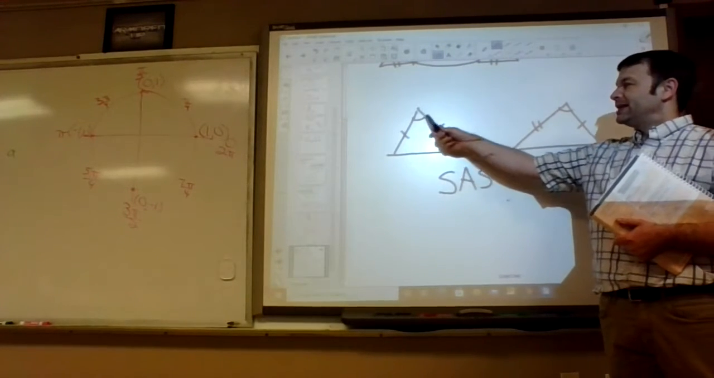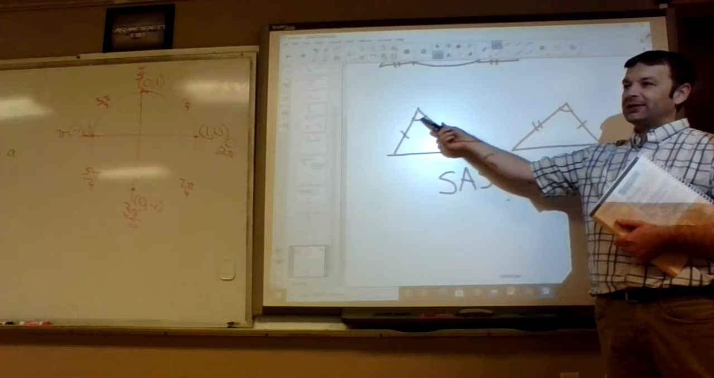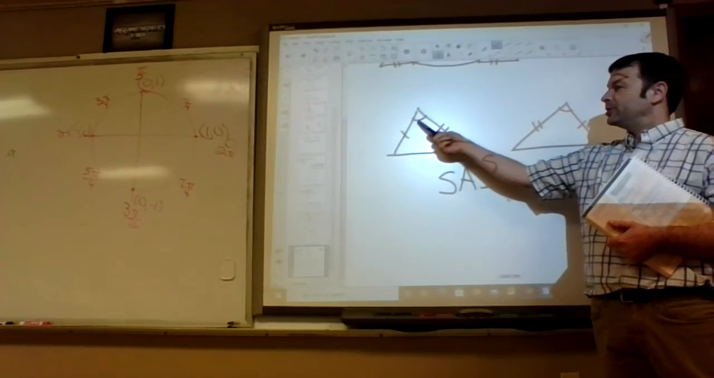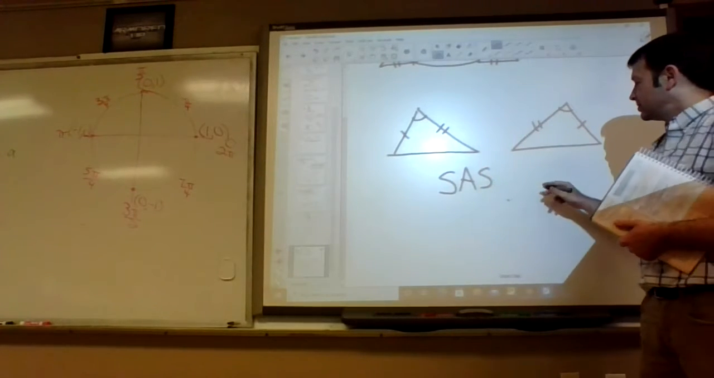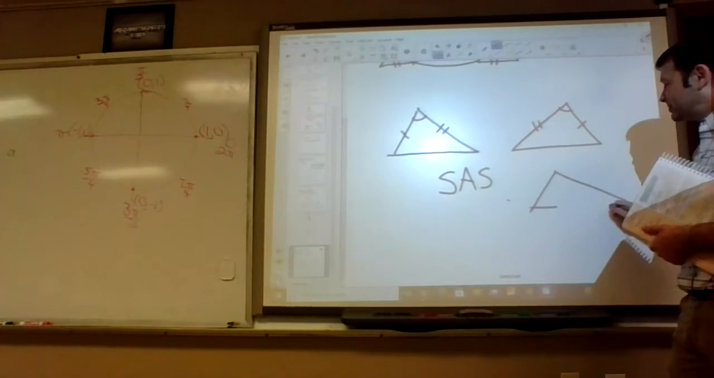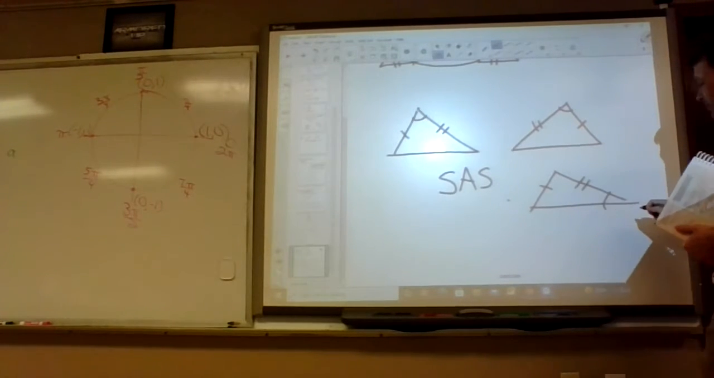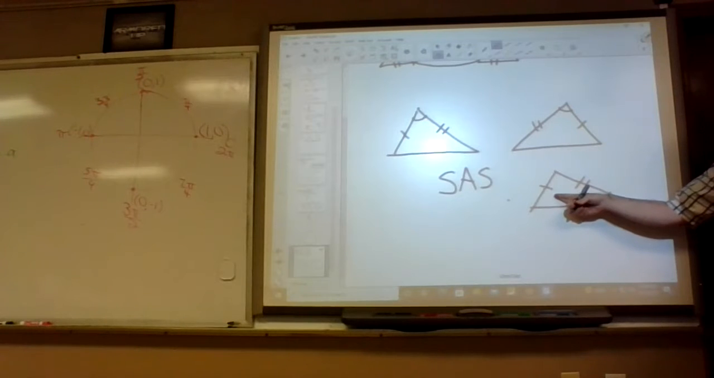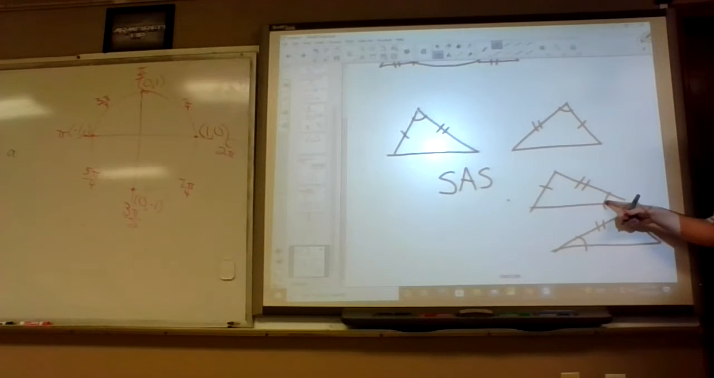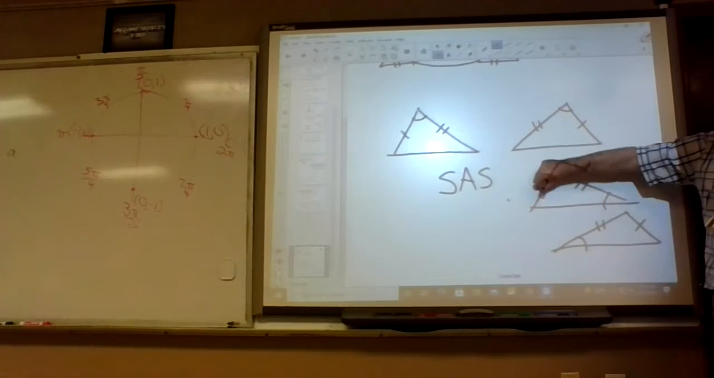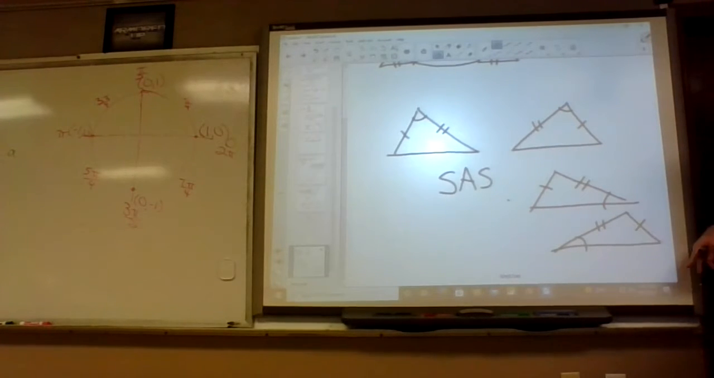The angle has to be right between the two sides. The book calls this the angle is included between the two sides. So if we had something like this, that does not count. Even though they have congruent parts, this is not enough information to know that these two triangles are congruent. If this one was moved out farther than this one, they'll be different.